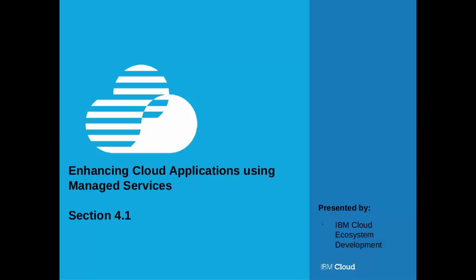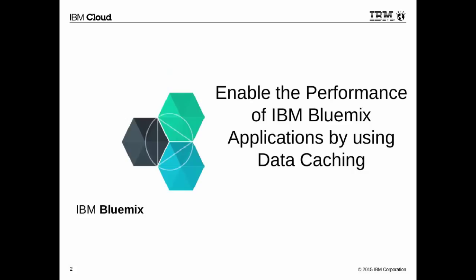Welcome. This session covers the IBM Cloud Developer Certification, Section 4.1, Enhancing Cloud Applications Using Managed Services. In this section, we will introduce IBM Bluemix caching services to enhance performance of your applications or services running on Bluemix. After completing this module, you will be able to understand caching services available on Bluemix, describe the usage of caching services, and demonstrate how to improve performance of Bluemix applications by using caching services.